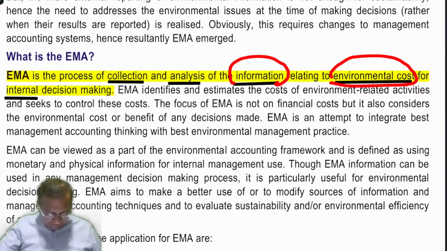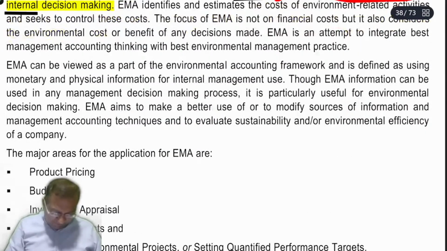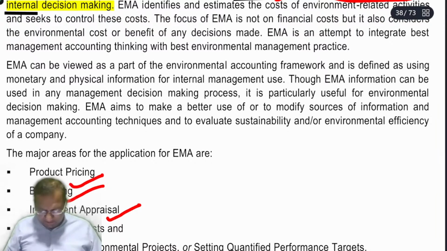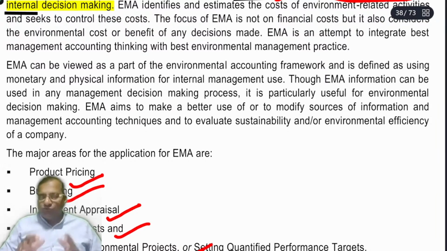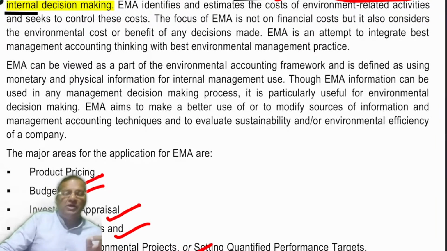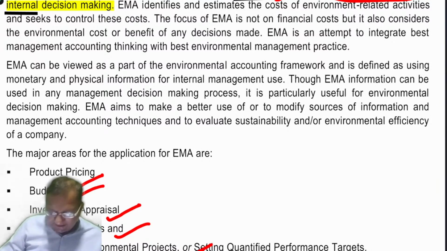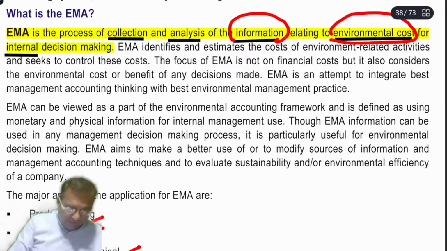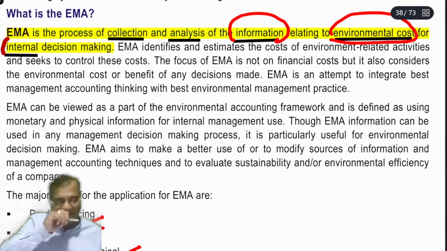What are the internal decision making? Product pricing, budgeting, investment appraisal, calculating cost, and other performance target. So this is basically for internal decision making. There is no statute which mandated the environmental management accounting. Therefore, the internal word has been used before the word decision making.